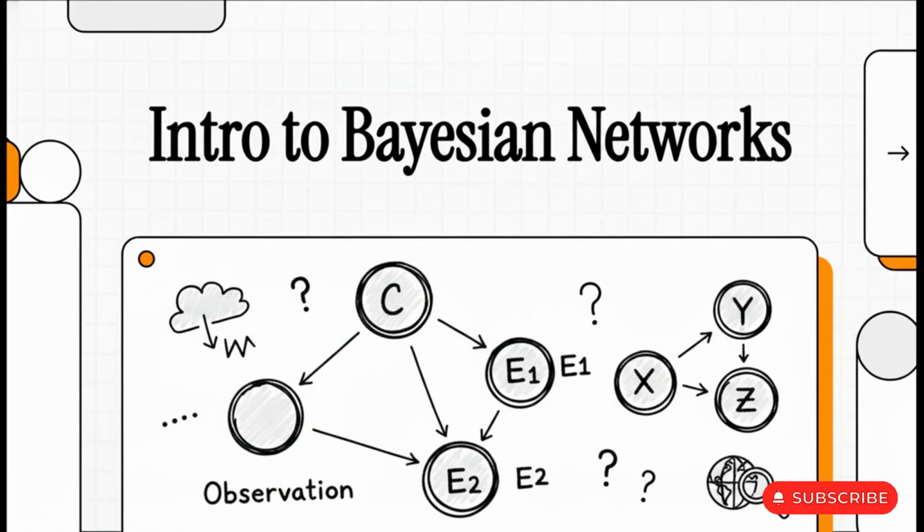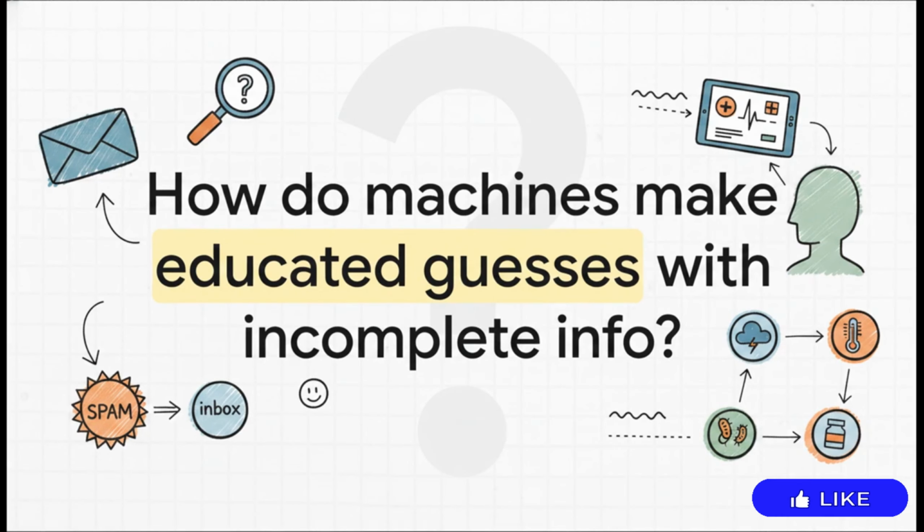All right, today we're going to pull back the curtain on one of the coolest tools in all of AI, something that helps machines deal with the messy, uncertain real world. We're talking about Bayesian networks. Have you ever really thought about this?